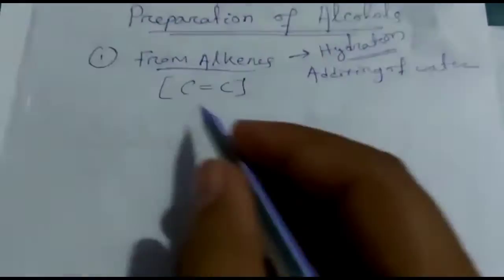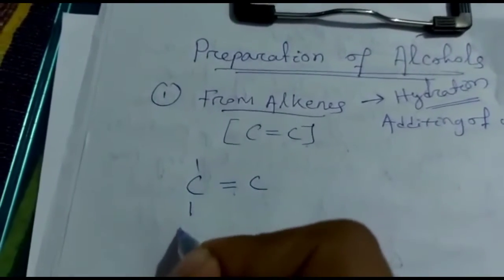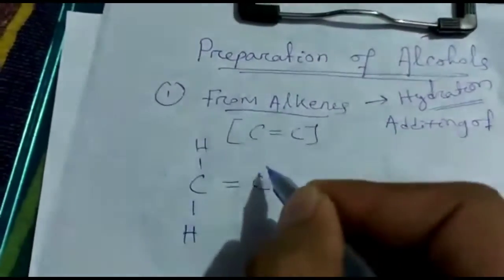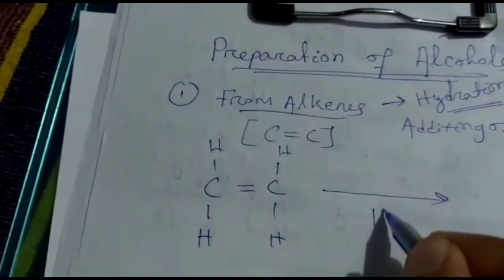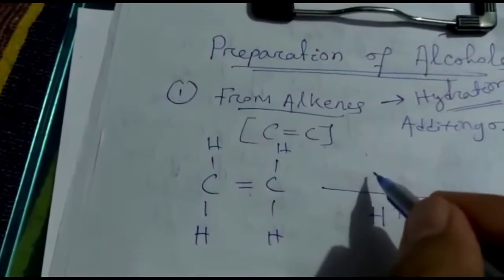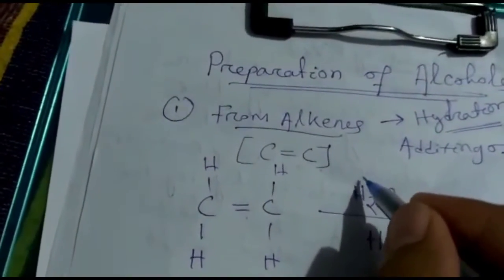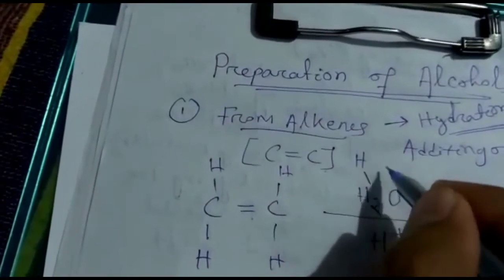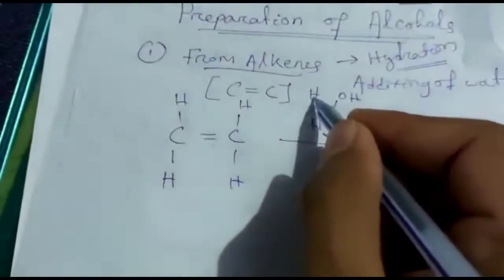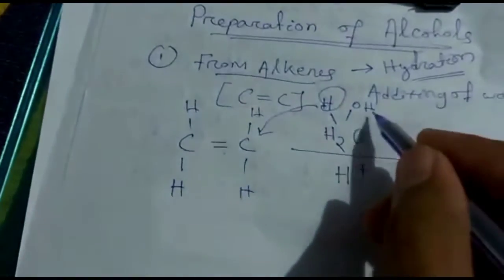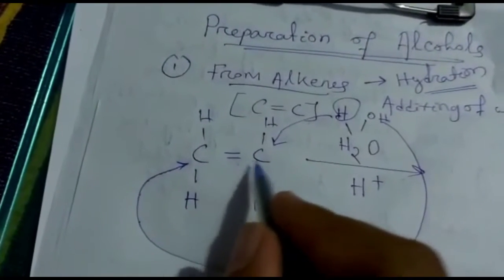Okay, how does this reaction perform? We have to see. Suppose it is one alkene, here two hydrogens present, here also two hydrogens present. It reacts in acidic medium, therefore written H plus, and in the presence of water, that means water will add here. If you split the water H2O, it will be H and OH. Now the H will add to one carbon and the OH will add to another carbon, and the double bond between the carbons will split.